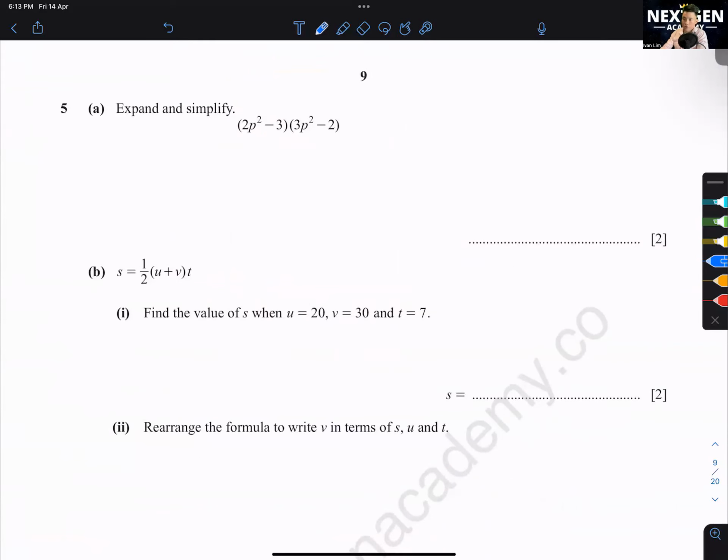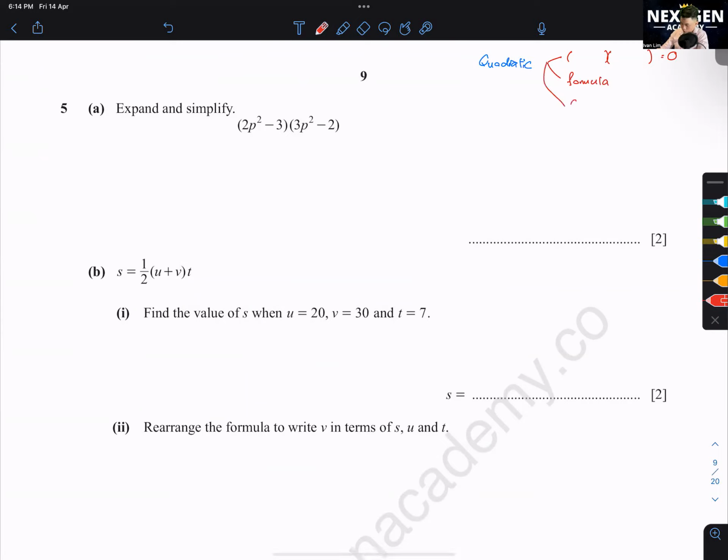Expand and simplify. So this whole question is on algebra. So make sure you all know all your quadratic. Let me just give you all a short recap. Quadratic, what do you all need to know? Number 1, you all need to know how to factorize. This one just use your calculator. Number 2, you all need to know how to use your quadratic formula if irrational.